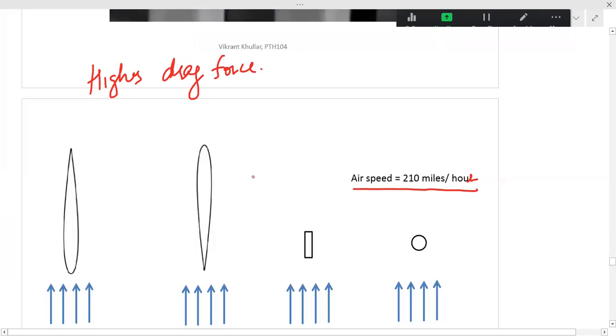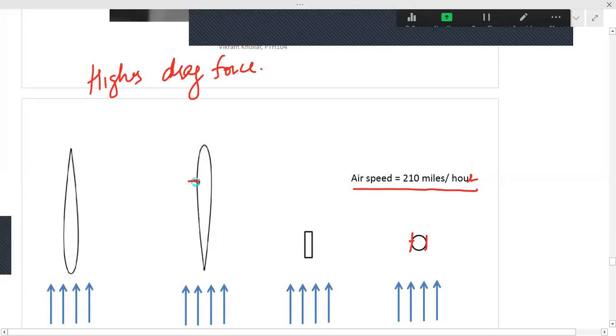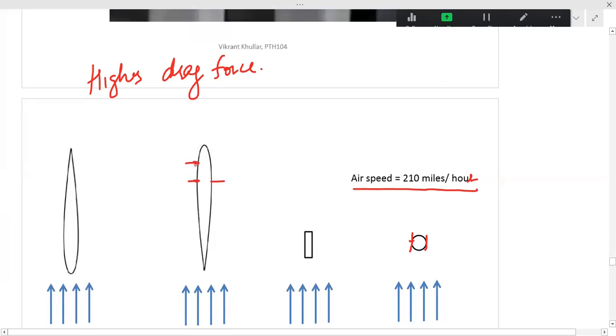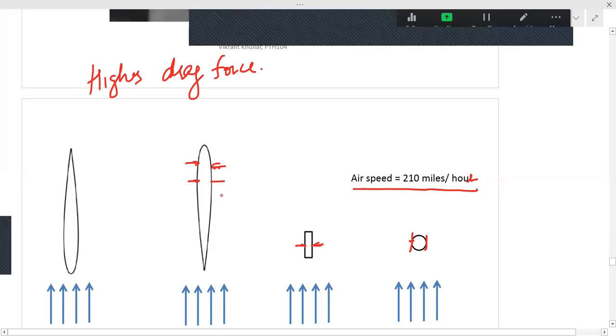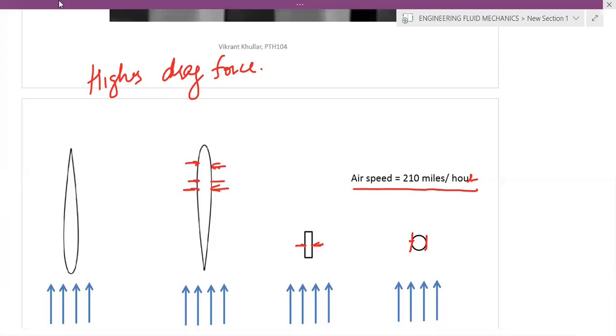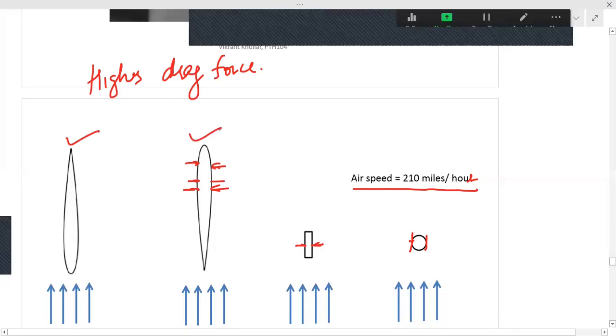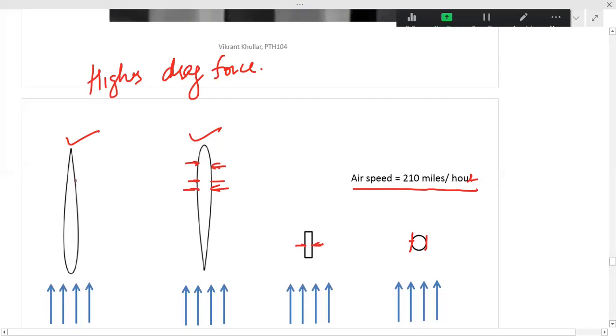Sir, in the rectangular region. So I am giving you a hint. This diameter is equal to the maximum diameter here, and this is very small as compared to this. Okay, now try to think. Sir, what is the difference between these two? These are the same bodies but kept in opposite orientation.